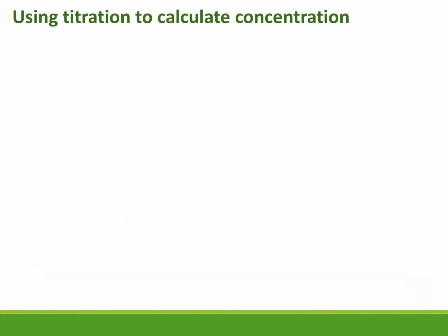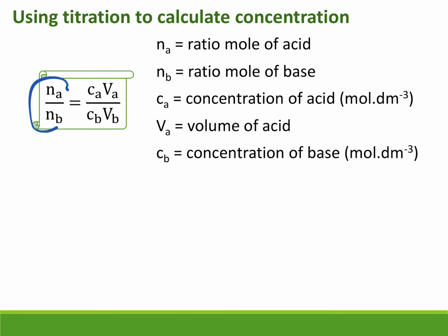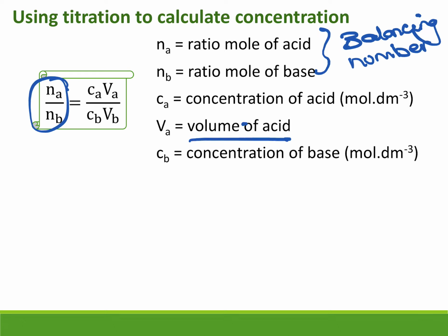Next, using a titration to calculate concentration. You did this last year, where the mole ratio is the balancing numbers from the balanced equation between an acid and a base. Next, the volumes. These volumes do not need to be in decimeters cubed, but they do need to be the same. The big catch of using this equation is the fact that you must know how to balance the equation.